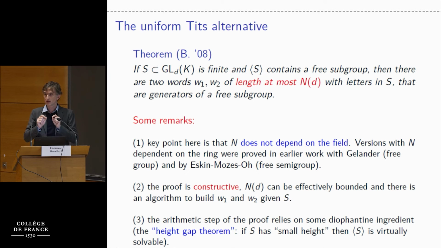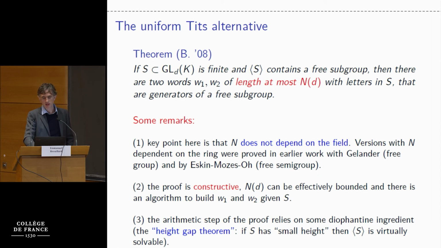So if you give me two matrices, maybe I won't be able to determine whether these two generate a free group, but I'll be able to find a very short word of universally bounded length, depending only on the dimension of the matrix, that will generate a free group. So there are only finitely many possibilities, finitely many pairs, and one of these pairs will generate a free group. Okay?